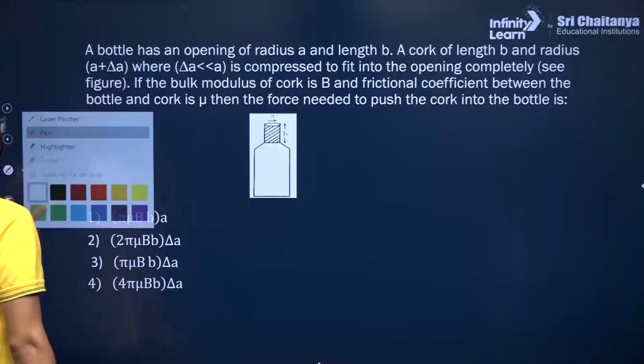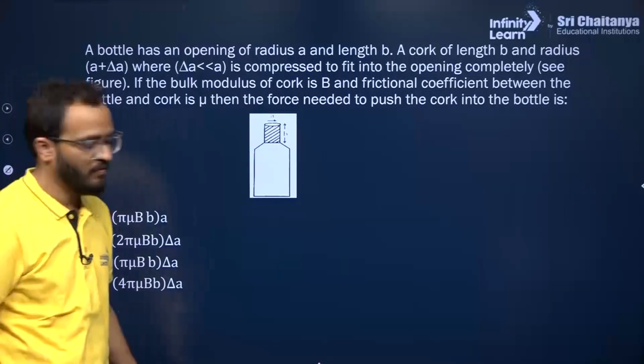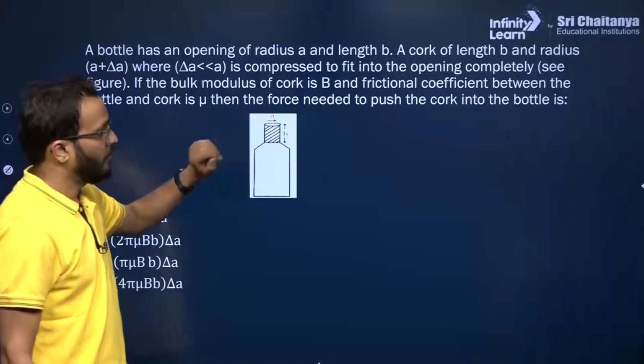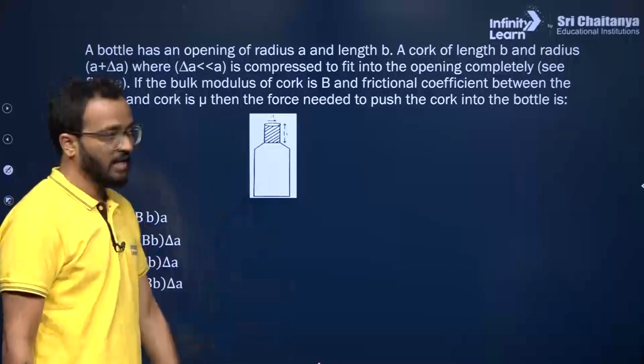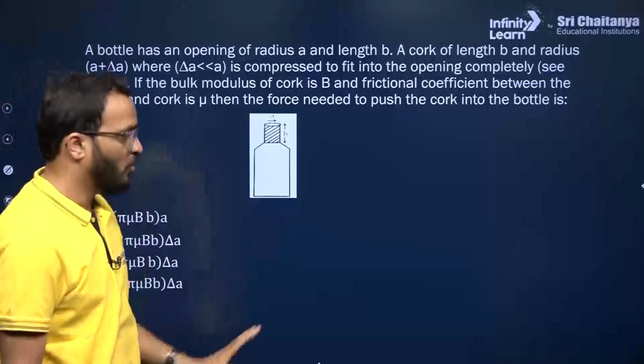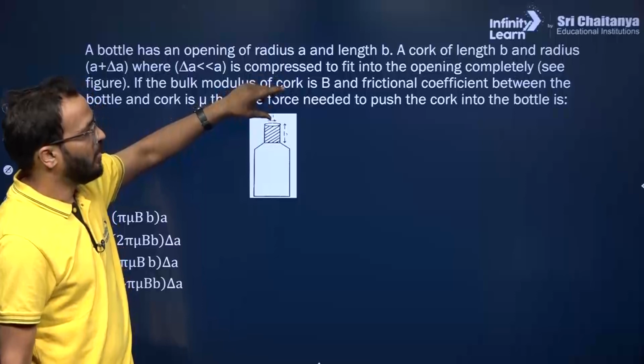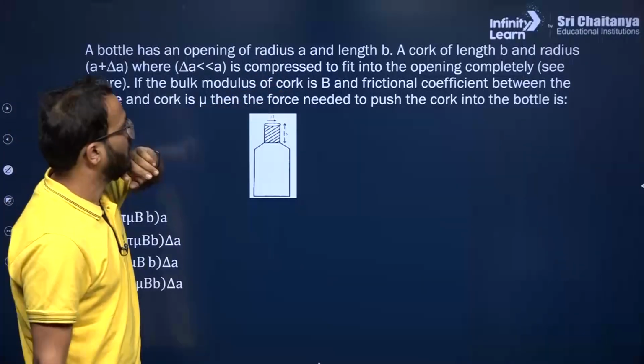So now this is a wonderful question. This paper is full of some very conceptual questions. So they are saying that there is a cork which needs to be fitted in an opening of the bottle. The dimensions of the opening of the bottle are A cross B. A is what? This length. What have they given?